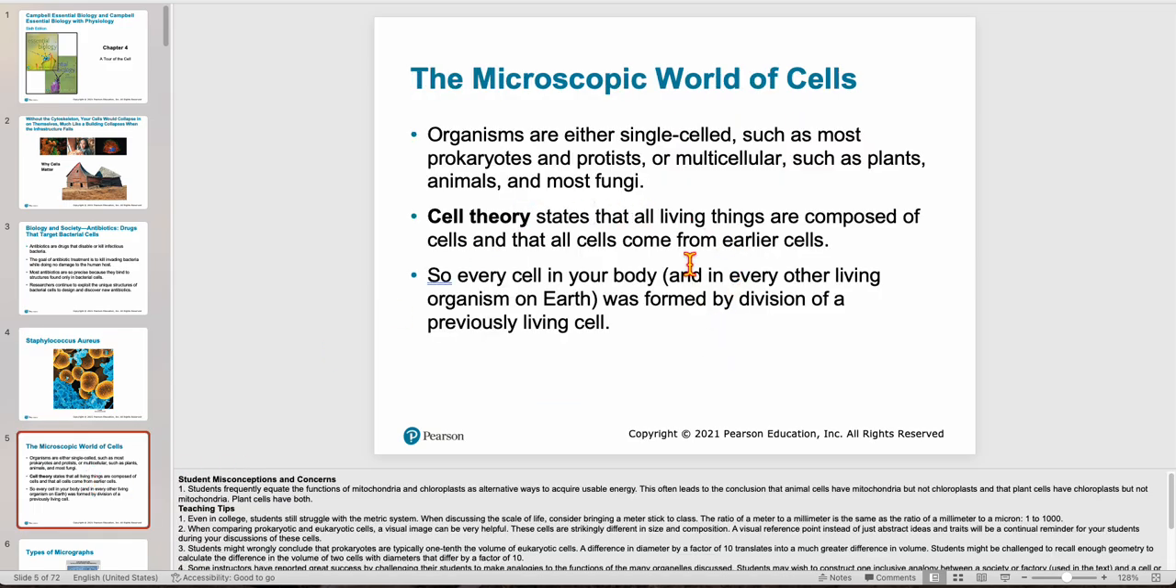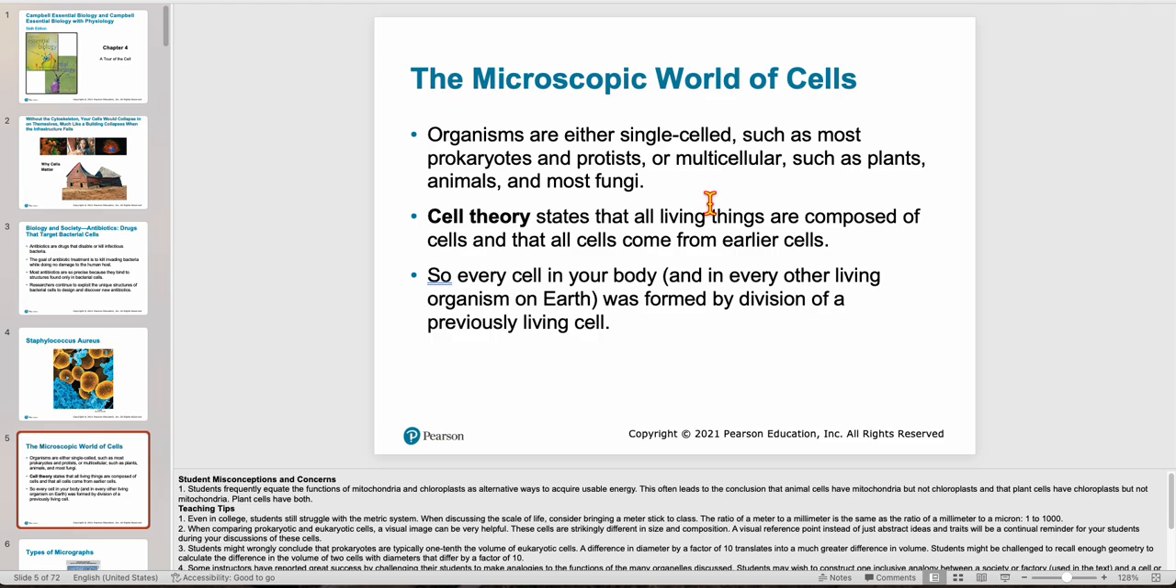Now, over here on this slide, we see that organisms are either single-celled, such as the prokaryotes and protists, or they are multicellular, like plants, animals, and fungi. That paragraph is important. People will ask about that. So single-celled, such as prokaryotes and protists, and multicellular, such as plants, animals, and fungus.